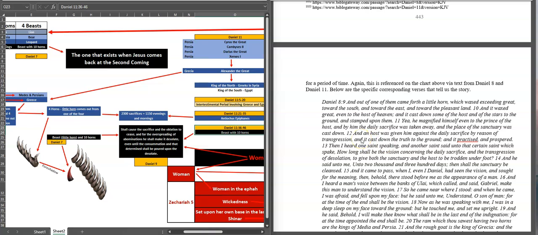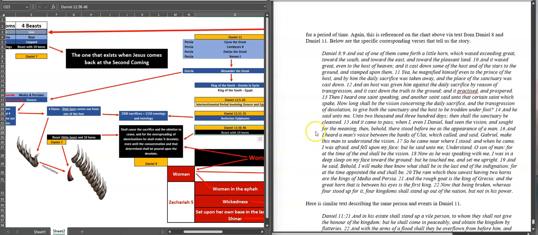So as you can see, all of this is very important to understand the empires, to exclude the Roman Empire, and to understand how Antiochus Epiphanes of the Greek Empire was a foreshadow of the final beast from Revelation 13, and that there was nothing in between. Again, this is all referenced on the chart above, as you can see beside me, from Daniel 8 and Daniel 11. So below are the specific corresponding verses that tell us the story.